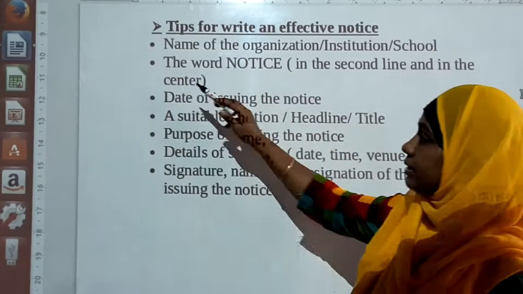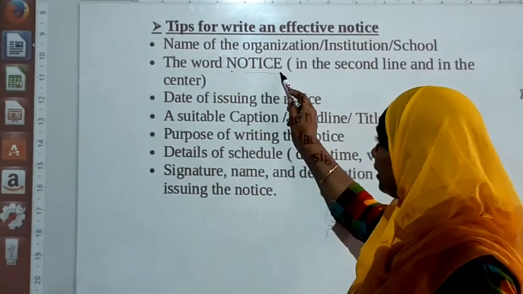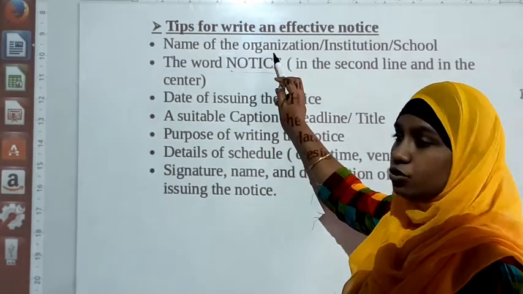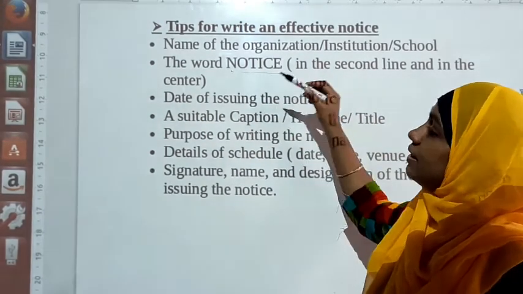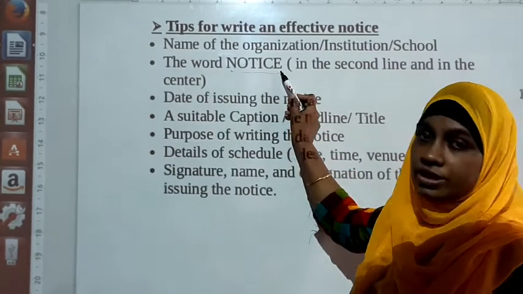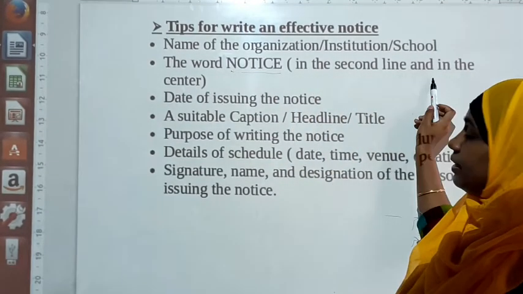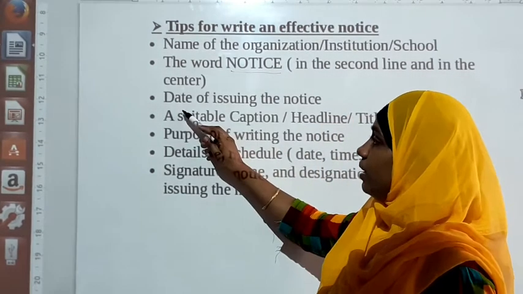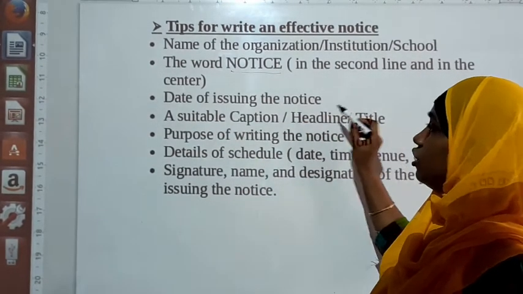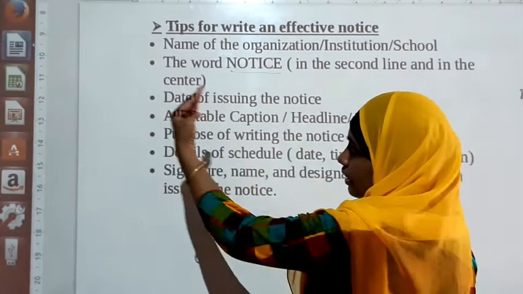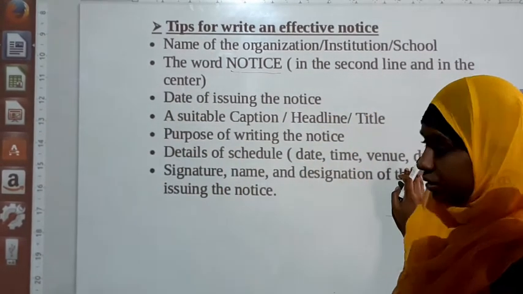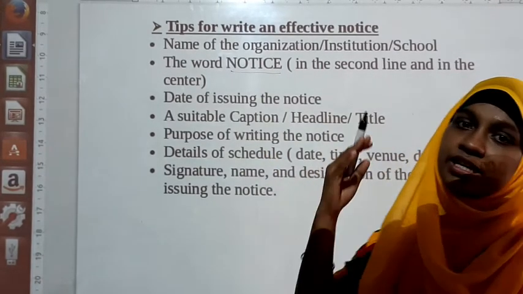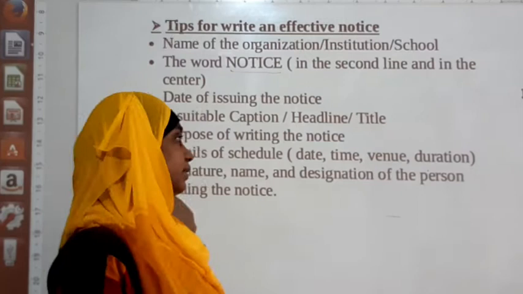The next word is the word notice, in the second line, and you will write it in the center. You will write the word notice in block letters, in the second line itself, in the center. And the next one is the date of issuing the notice, on the left hand side. Got it? And a suitable caption, headline or title will be given in the next line itself.